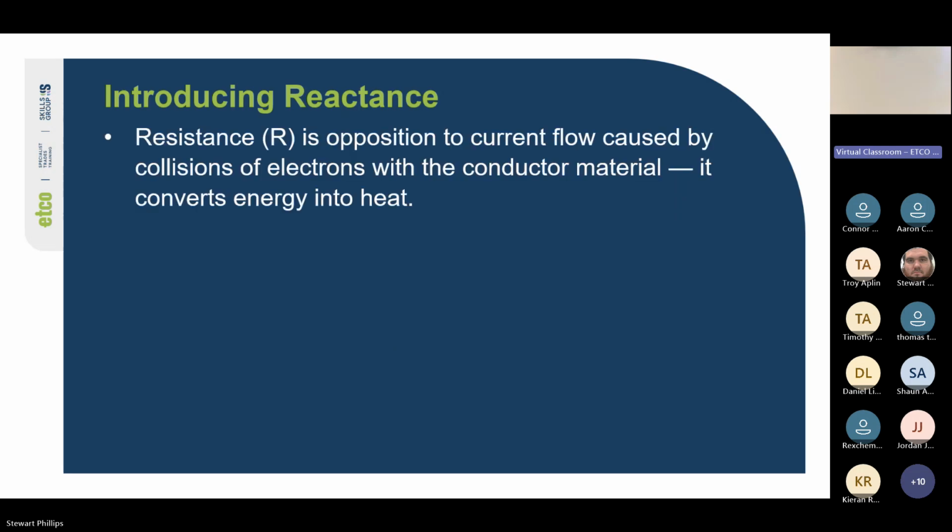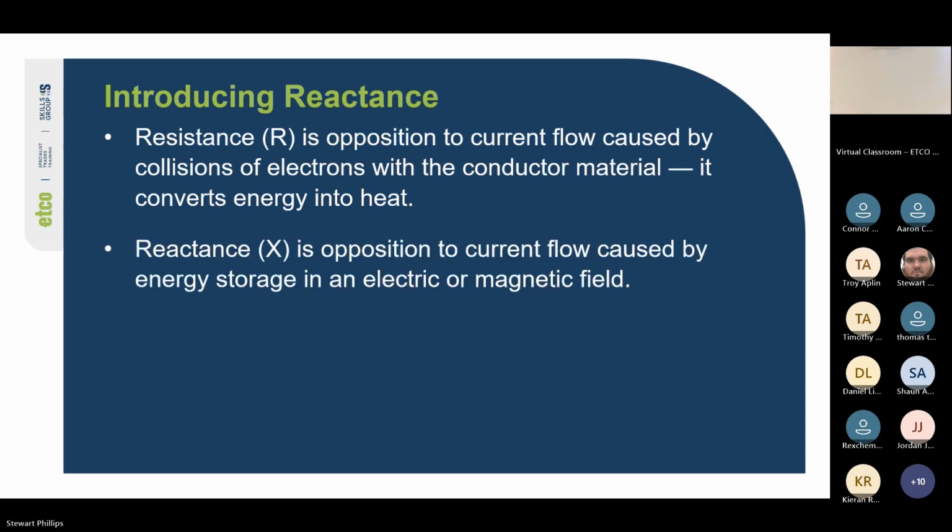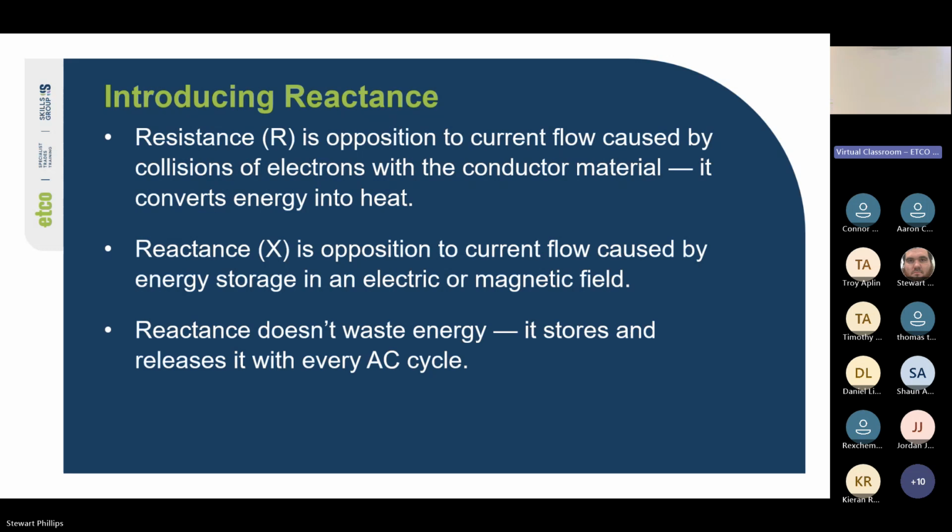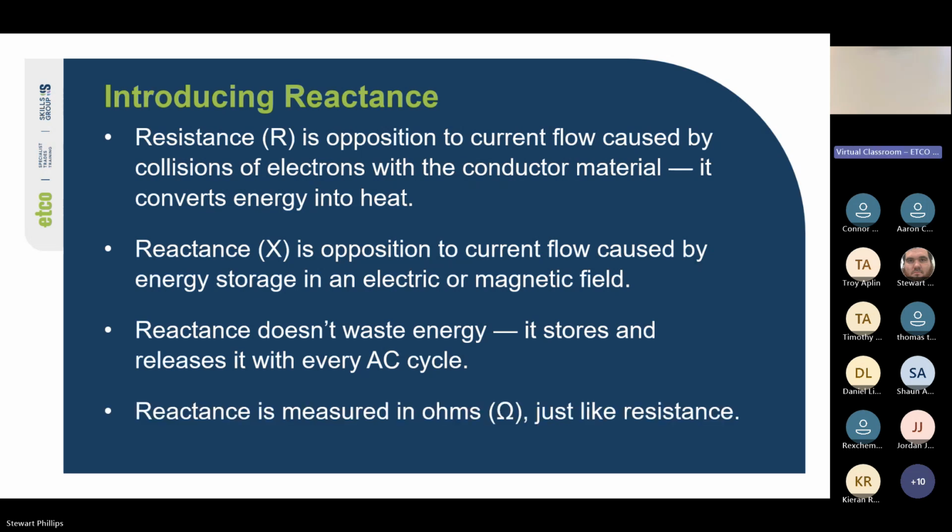Cool. So reactance. So resistance, or R, is the opposition to current flow caused by collisions of electrons within the conductor material. It converts energy into heat. Reactance, X, is opposition to current flow caused by energy storage in an electric or magnetic field. So it doesn't waste energy, it stores and releases it with every AC cycle. Cool. Reactance is measured in ohms, just like resistance.